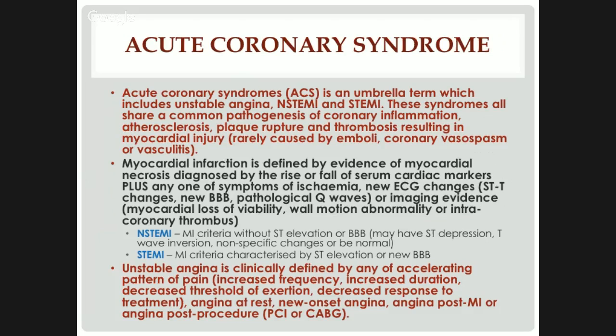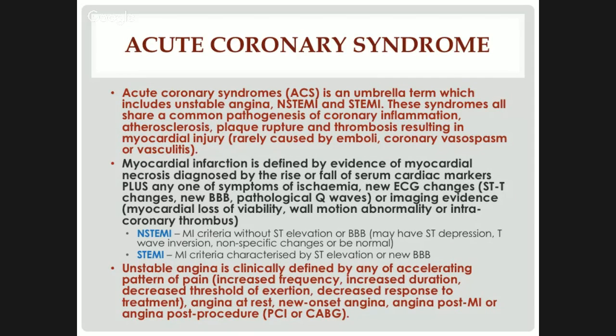So now to define what a myocardial infarction is. So a myocardial infarction, you need two things to diagnose it. You need serum cardiac markers. So this is stuff like your troponins. These things are released when your myocardium is ischemic and breaks down. So it releases enzymes within the myocytes into the blood. So you need a rise in your troponins and you need changes in your ECG.